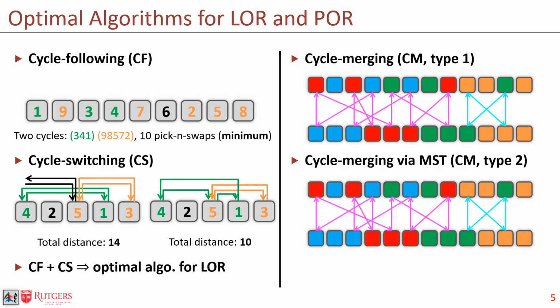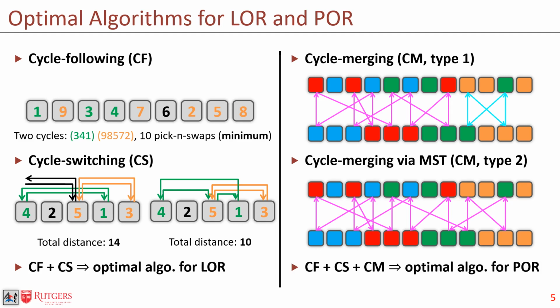The second type of merging, performed like this, adds additional distance cost. We can minimize the additional distance incurred in this manner by computing a minimum spanning tree over all affected cycles. Combining cycle following, cycle switching, and cycle merging yields an optimal algorithm for POR.